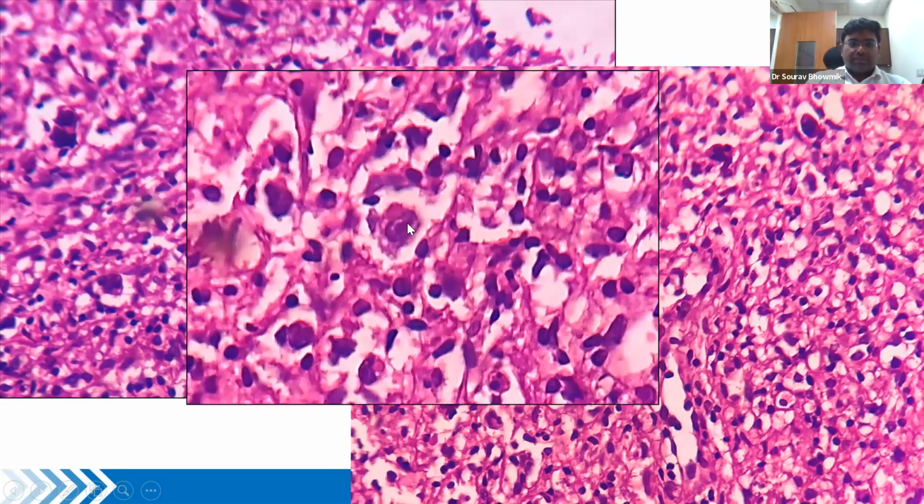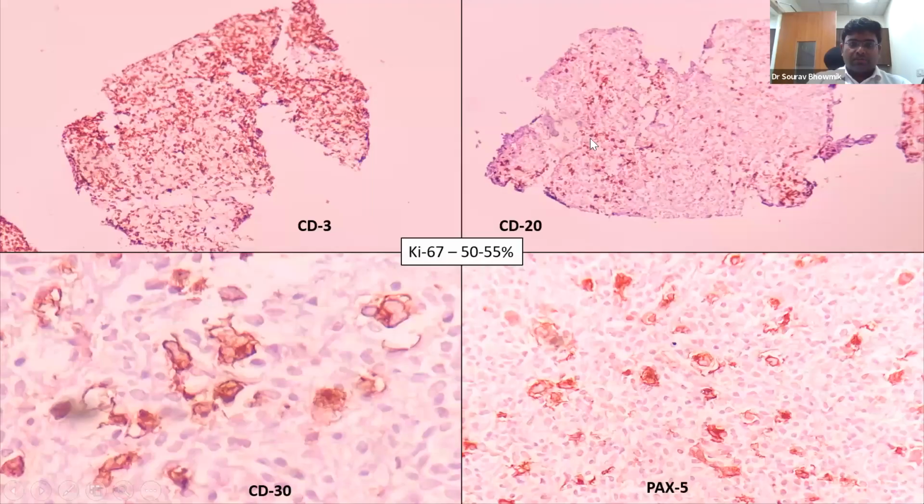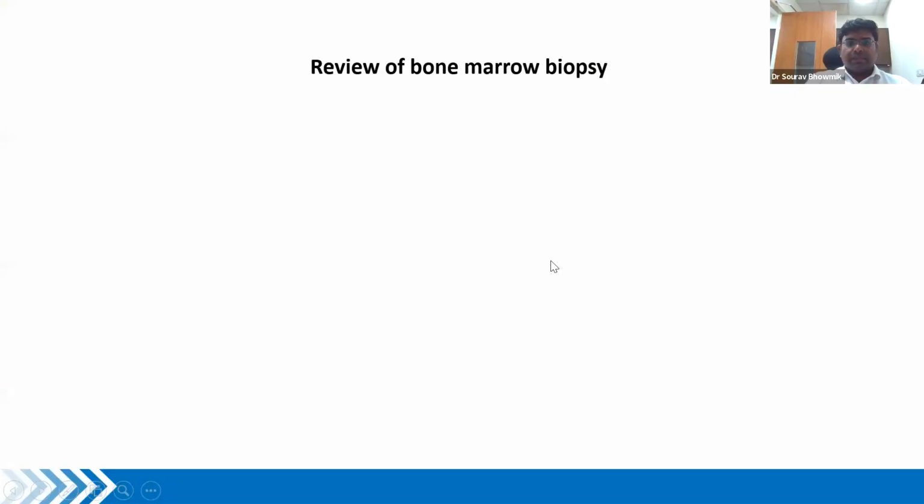So we put on the IHCs, and I see the background lymphocytes show expression of both CD3 and CD20, and the large cells show strong expression of CD30 and a somewhat moderate expression of PAX5. Ki67 was in the range of 50 to 55%. Then it is now quite clear that we are dealing with a case of possibly classic Hodgkin lymphoma.